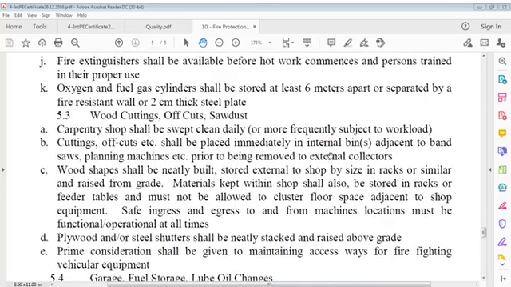Fire extinguishers shall be available before hot work commences, and persons shall be trained in their proper use. Oxygen and fuel gas cylinders shall be stored at least 6 meters apart or separated by a fire resistant wall or 2 centimeter thick steel plate.